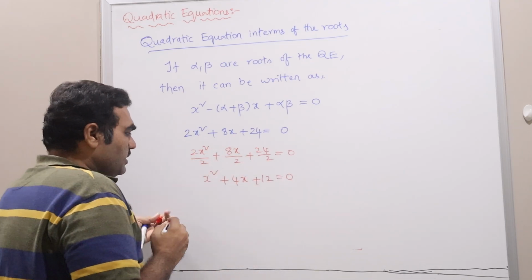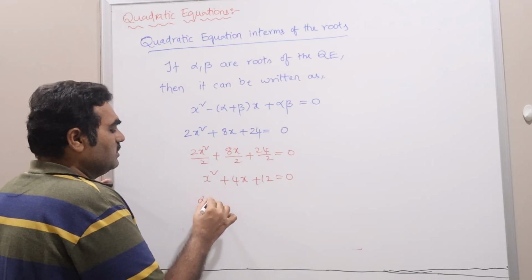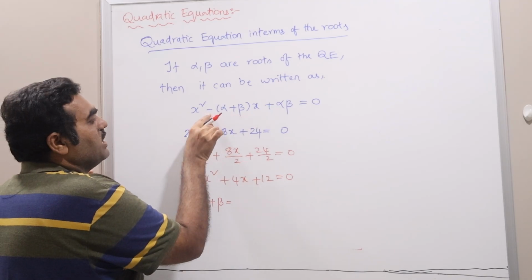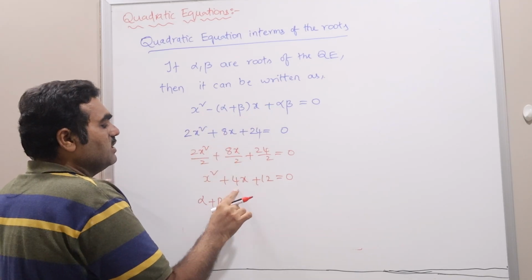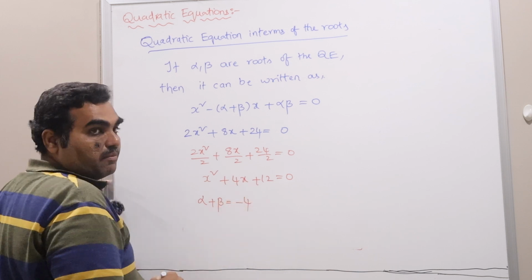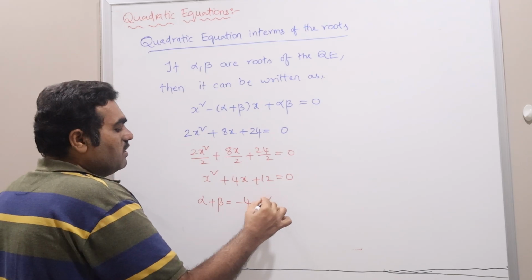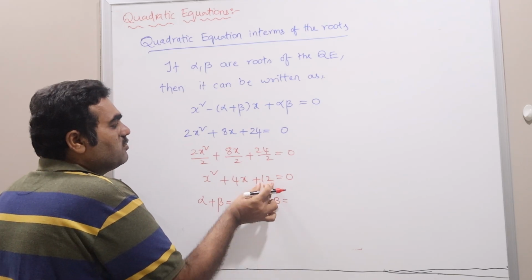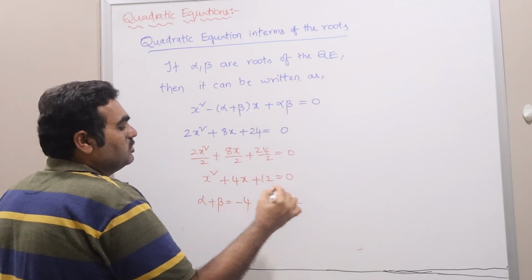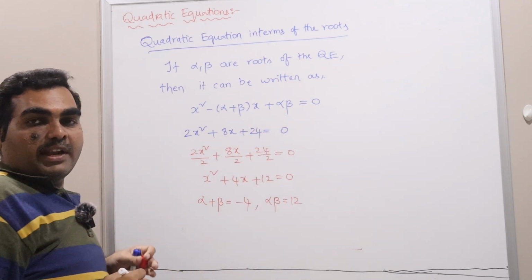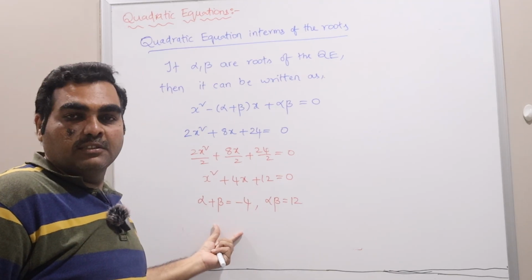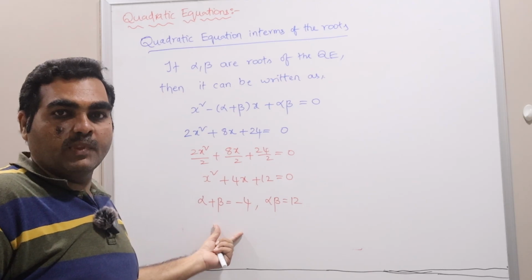So now I can write that alpha plus beta should have a negative sign, but here we have a positive sign. Okay, so alpha plus beta should be minus 4 when you compare, and alpha beta, you have 12 here, so this should be 12. So you can extract alpha plus beta and alpha beta like this from the given equation, right?